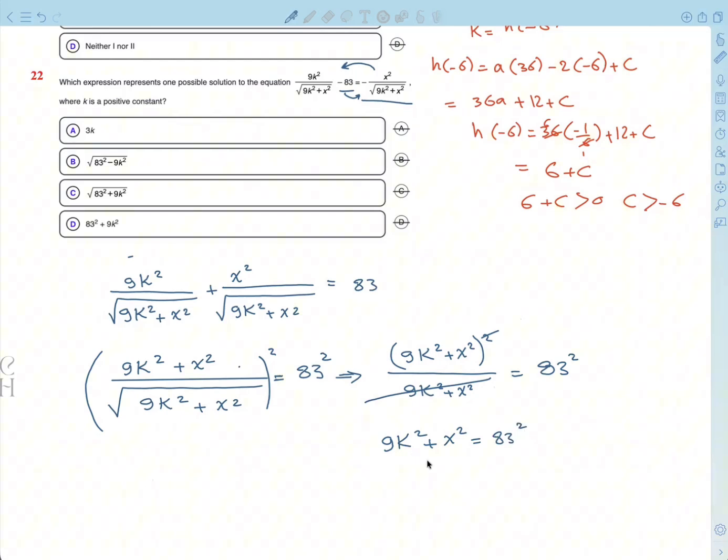Now we can find the value of x squared. Just subtract 9k squared from both sides. So it's 83 squared minus 9k squared. Then take the square root. It means x equals the square root of 83 squared minus 9k squared. So where's the answer? The answer is B.